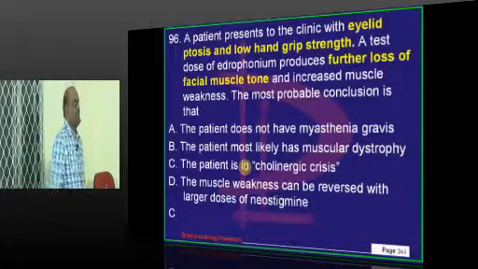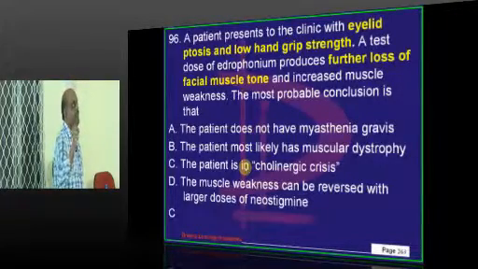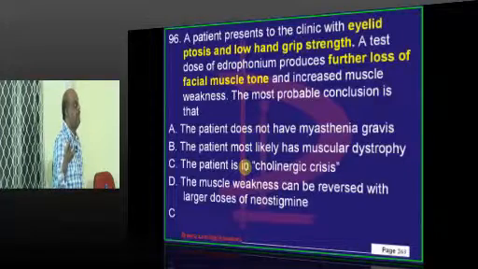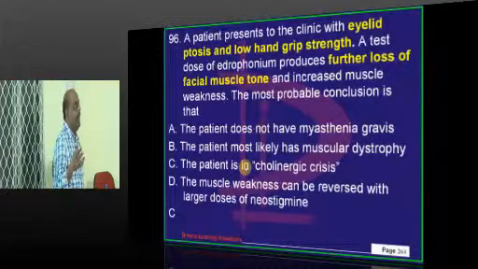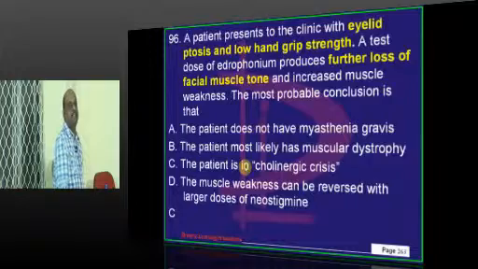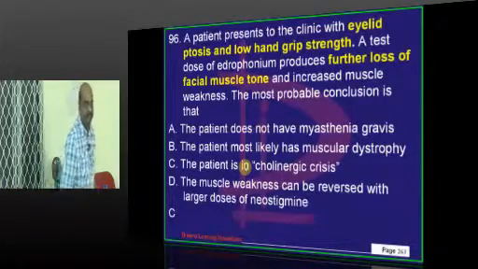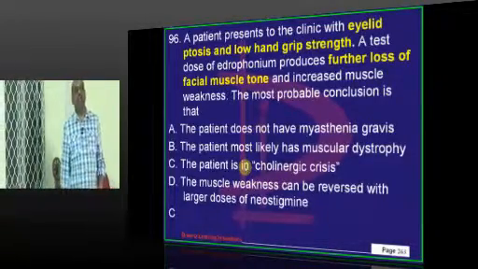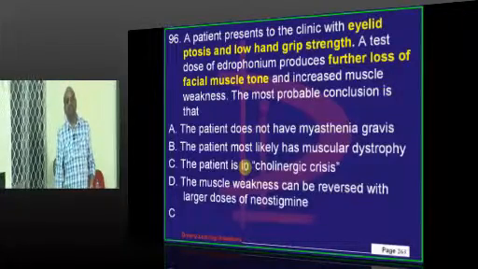There is a ptosis, low hand strength, suspecting myasthenia. You have given edrophonium and that has worsened the weakness. What is the reason? How will edrophonium help you?